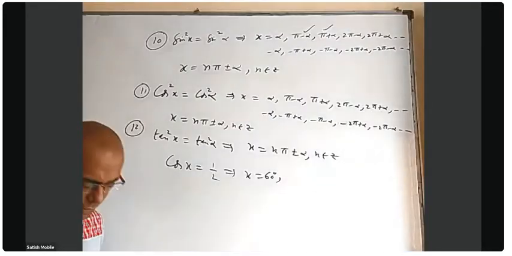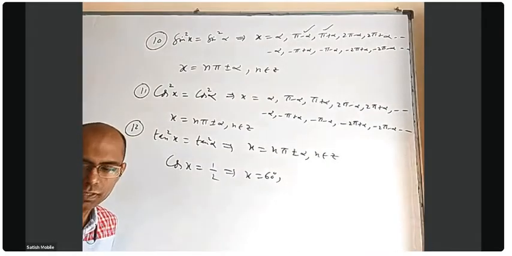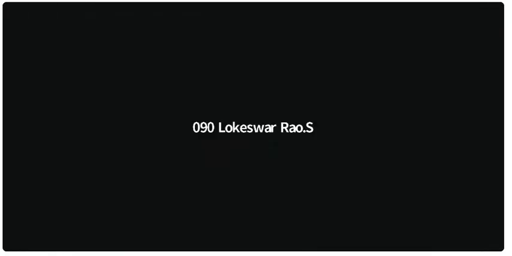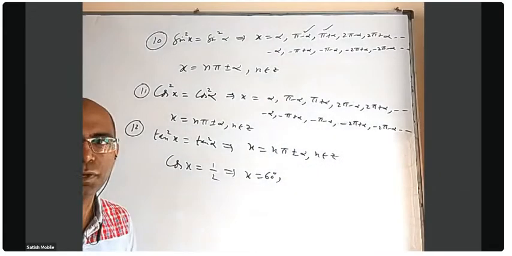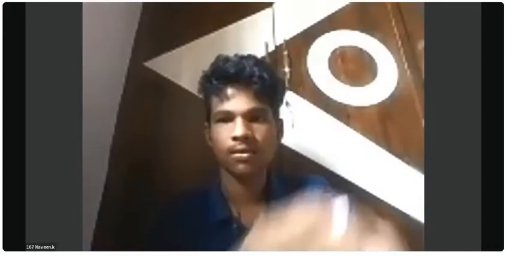60. Okay. When will you get the solution again? 120? Are you sure? What is cos 120 value? Minus half. Cos is positive in the first quadrant, and after that again it is positive in which quadrant? Fourth quadrant.